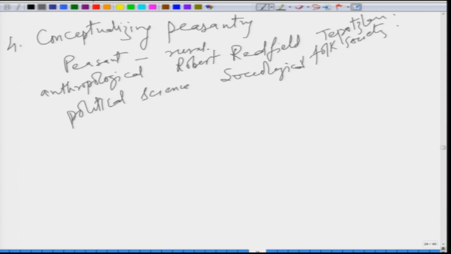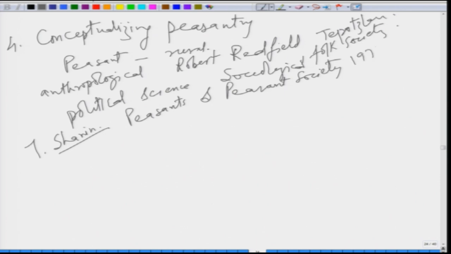In that way, one significant name that deserves attention is the contribution of Shanin. So we have Teodor Shanin, whose specific work speaks about the peasants and the peasant society. That work became one of the remarkable works in terms of understanding the peasant in a specific theoretical framework.